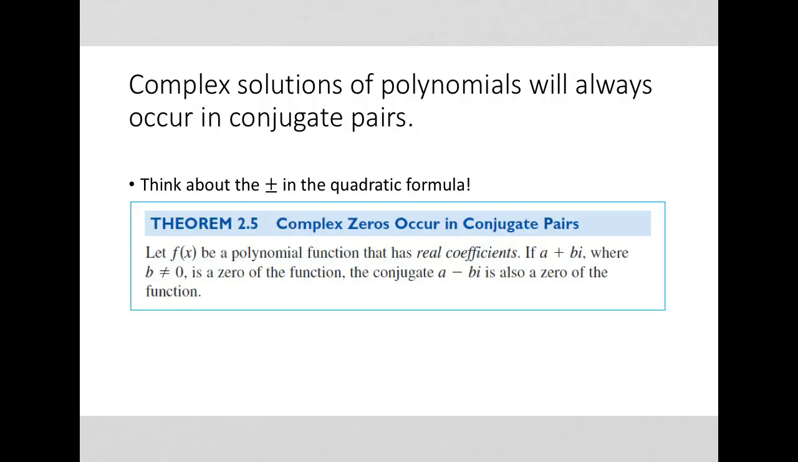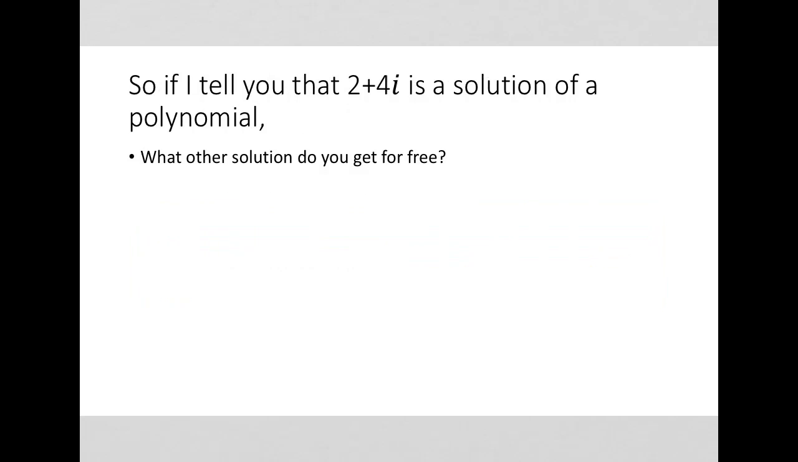So, the key theorem that we're going to need to know is that complex roots will always occur in conjugate pairs. So if you know that 2 plus 4i is a solution, you also know that 2 minus 4i is a solution.